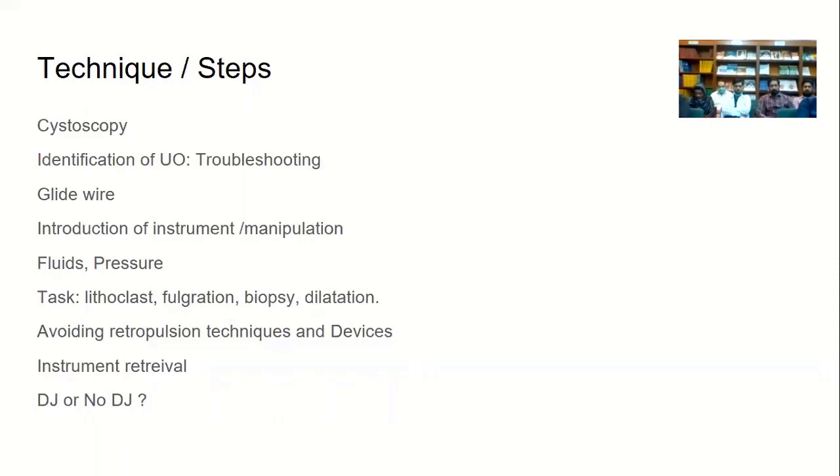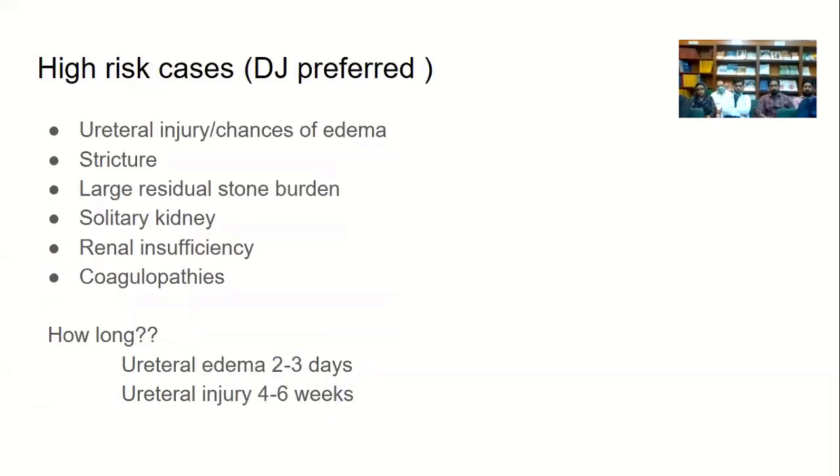Then the placement: the question is whether we should place a DJ or not. We should prefer DJ in high-risk cases. If there is ureteric injury, chances of ureteral edema, some stricture, or large residual stone burden. In case of solitary kidney, or a patient with renal insufficiency and coagulopathy. In all these cases, we should prefer to place a DJ.